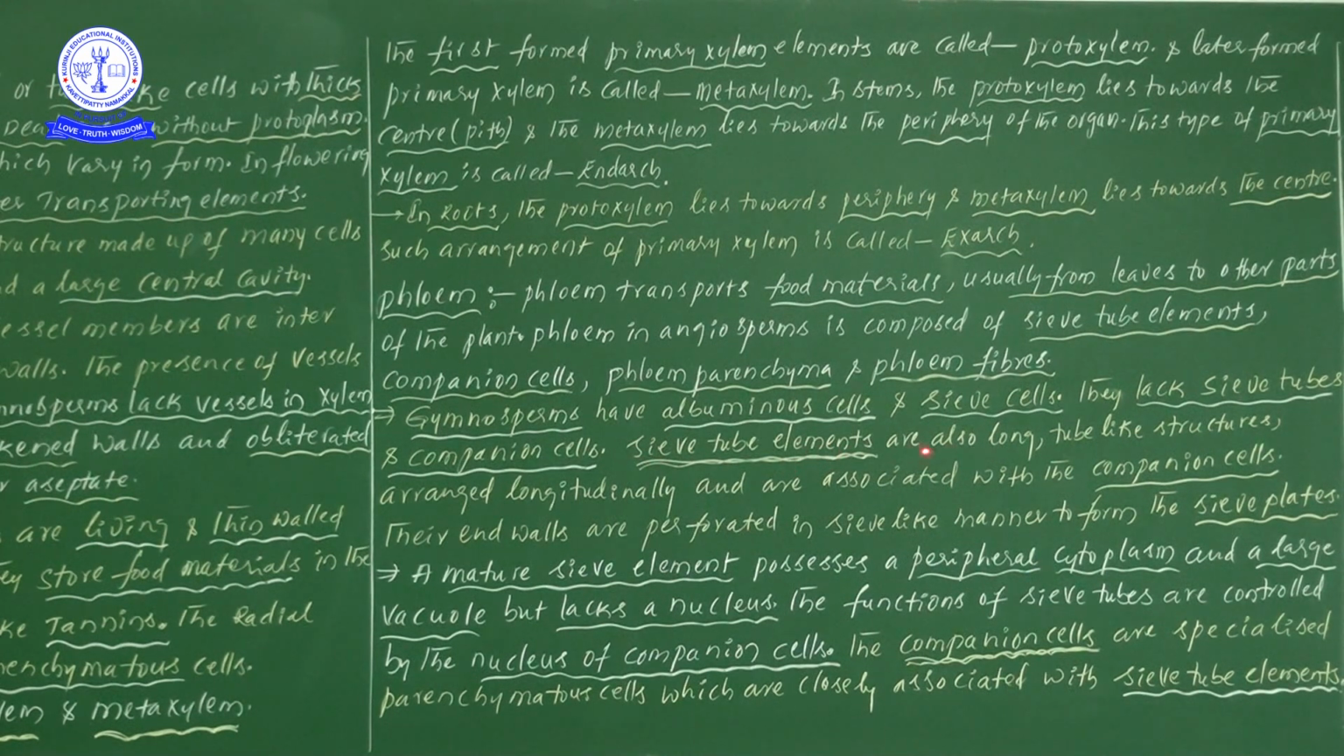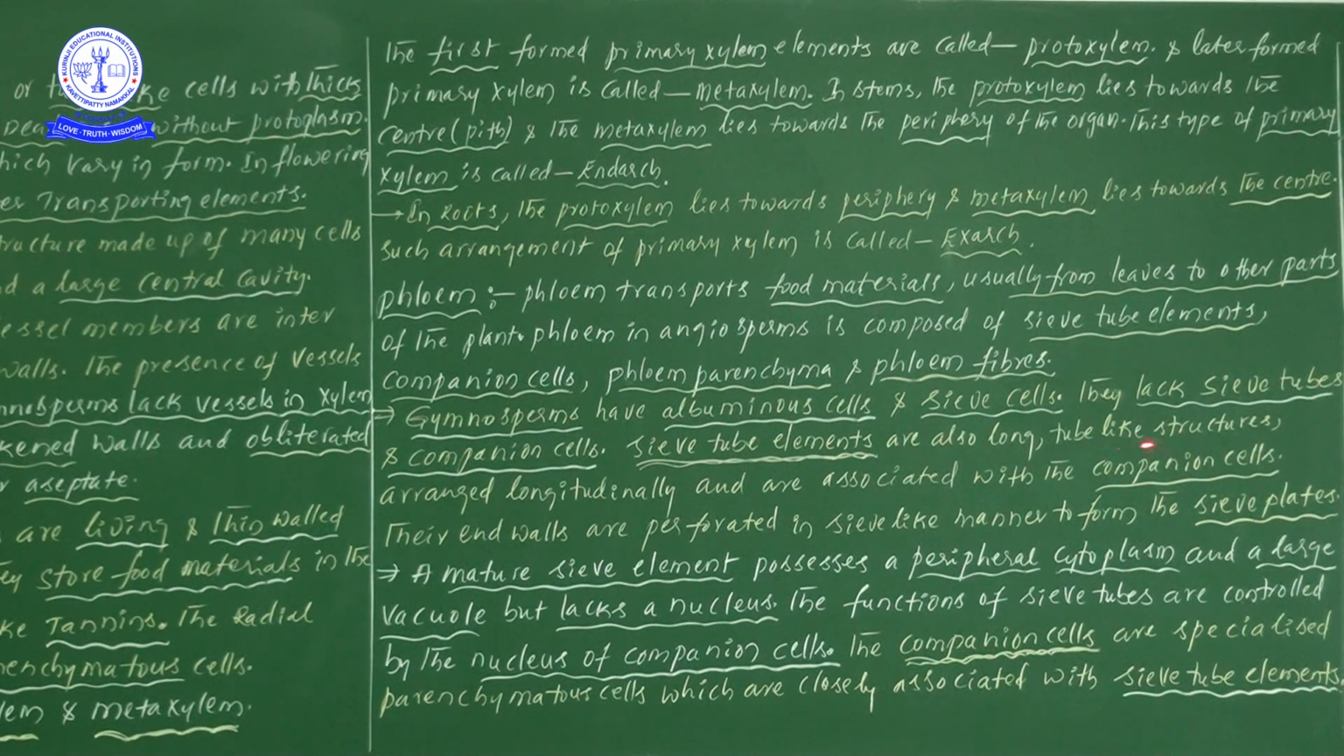Now these sieve tube elements are also long tube-like structures. Like in tracheids and vessels, here also we see sieve tubes. Tube means tube-like structures, so they are long and tube-like structures arranged longitudinally and are associated with companion cells. Once you come up here, you see sieve tube elements, companion cells, phloem parenchyma and phloem fibers, in a sequential order. Here also the arrangement will be like that only.